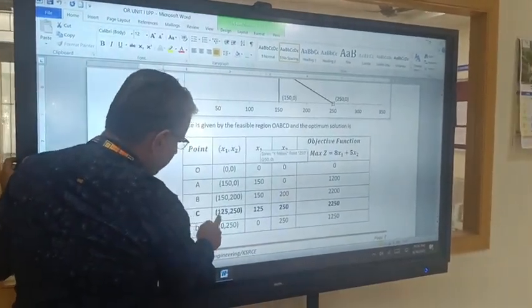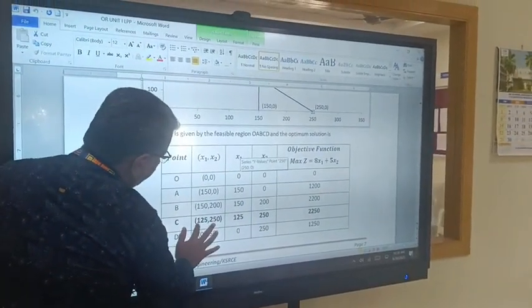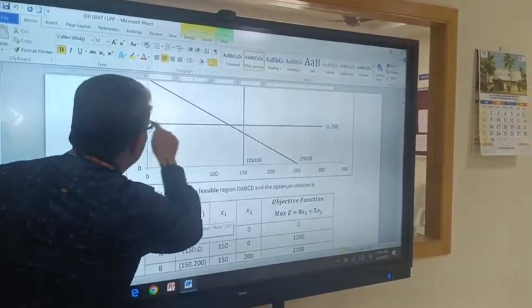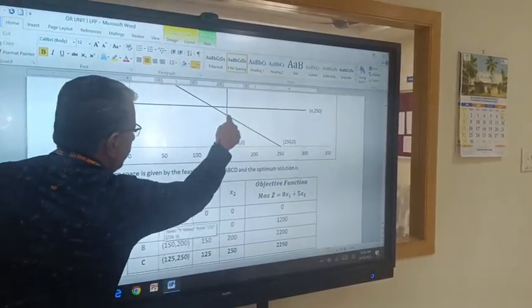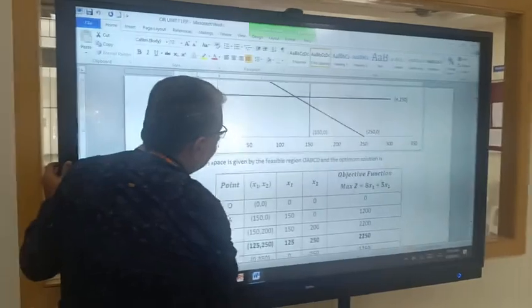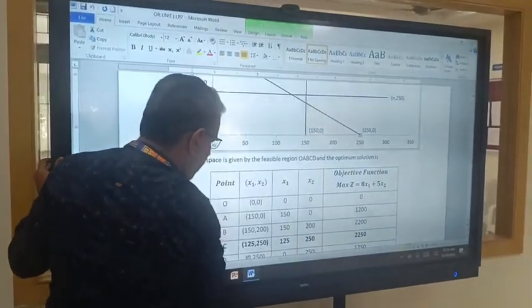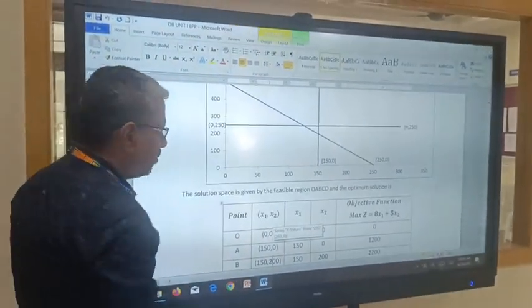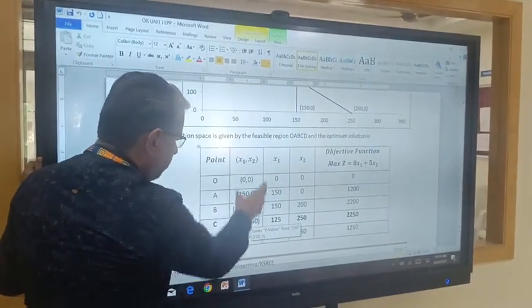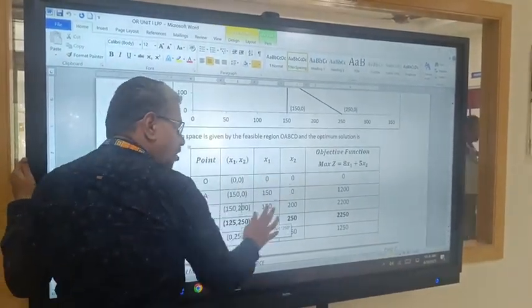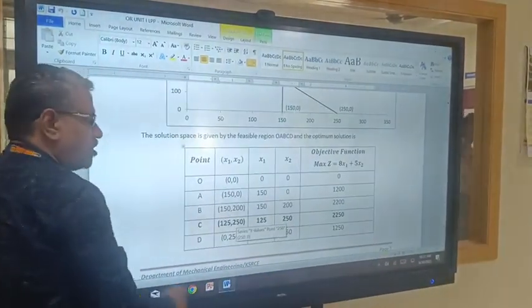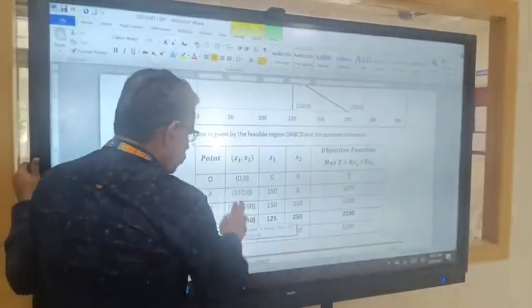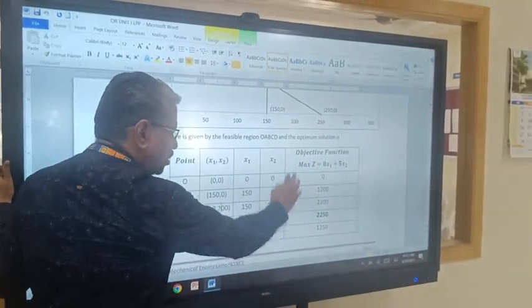So for example, x1 is 125 and x2 is 250. Similarly, for this point, x1 is 150 and x2 is 200. So you will directly get it from the actual graph. Therefore, we will get all the 5 points. We have to substitute all the 5 points in the objective function. What is the objective function? Maximize z equal to 8x1 plus 5x2. So you have to substitute both x1 and x2 values over there.